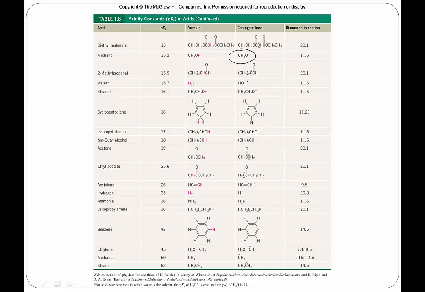Methoxide, hydroxide, ethoxide, the other alcohols. These have localized negative charges on oxygen. That's really important. They have a negative charge. There is no resonance delocalization, and it's on a small atom. Hydroxide was your standard strong base in general chemistry. There are others.